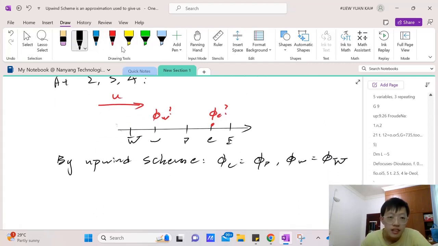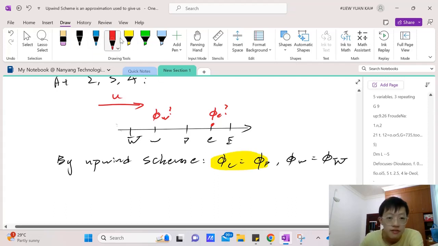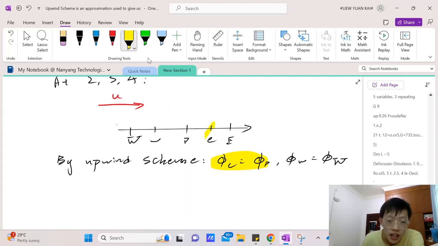Let's focus on this first. Phi E is equal to phi P. Where is phi E and where is phi P? Phi P is here, just right beside phi E, right? Okay, let me rub away my notations. So phi E is here, and phi P is just right beside it.